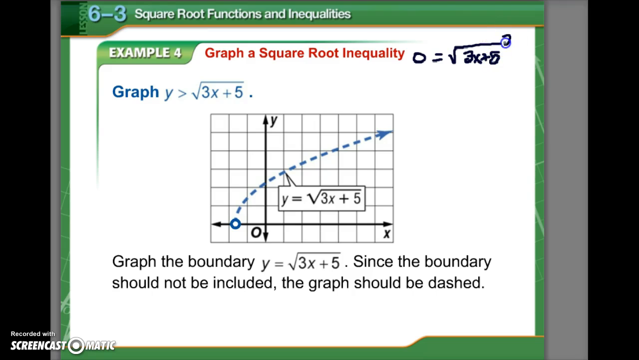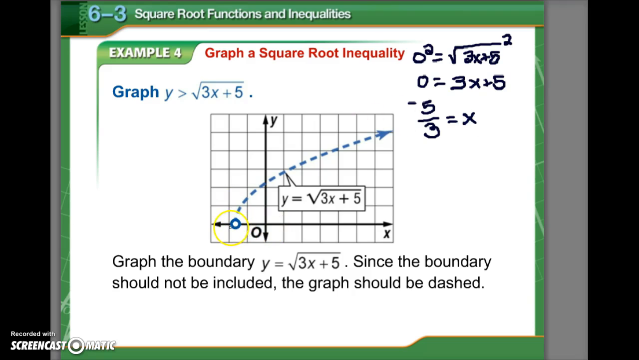So I'm going to square both sides. Obviously 0 squared is just 0. And the square and the square root cancel out, so you have 0 equals 3x plus 5. And then that's just an Algebra 1 equation. We're going to subtract 5 from each side, and then we're going to divide both sides by 3. And so we'll end up with negative 5/3 is x. So that's this coordinate point right here.